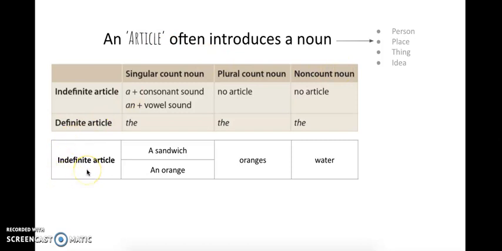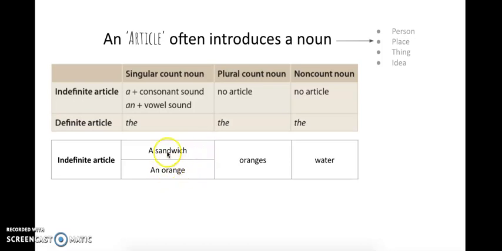So with an indefinite article, as we said before, single count nouns. So you would say a sandwich. Why would you say a sandwich? Because a would always go with the noun that begins with a consonant. So sandwich begins with S, which is a consonant. What about an? Well, we use an when the noun begins with a vowel. An orange begins with O, and O is a vowel, as we all know.